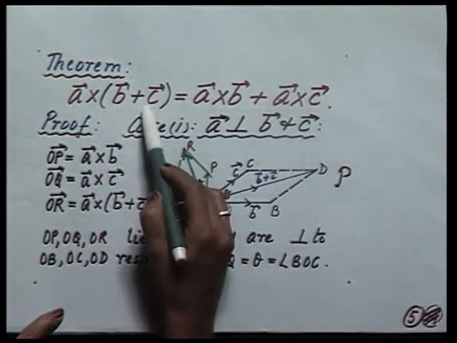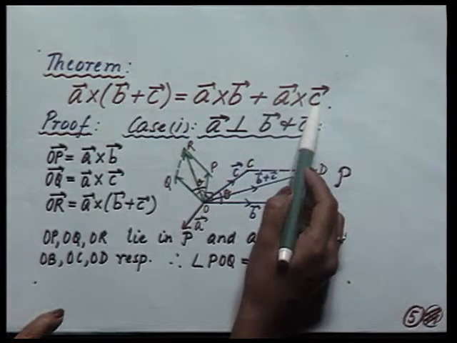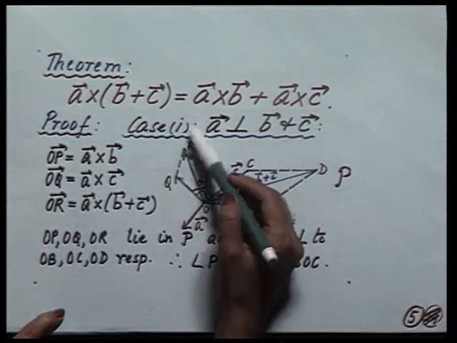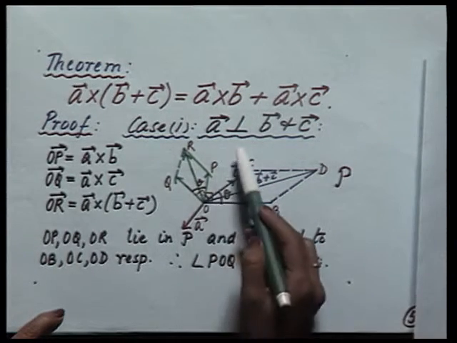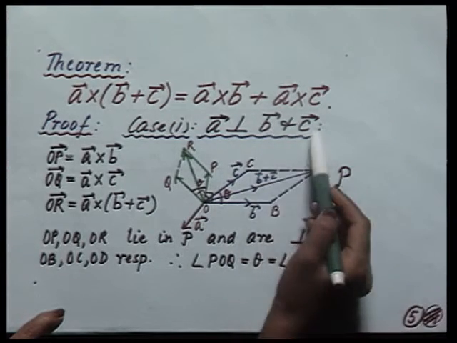A cross (B plus C) is equal to A cross B plus A cross C. We would like to be able to prove this result. Now, what we do is we first take the simple case in which A is perpendicular to both B and C. Why do we do that?